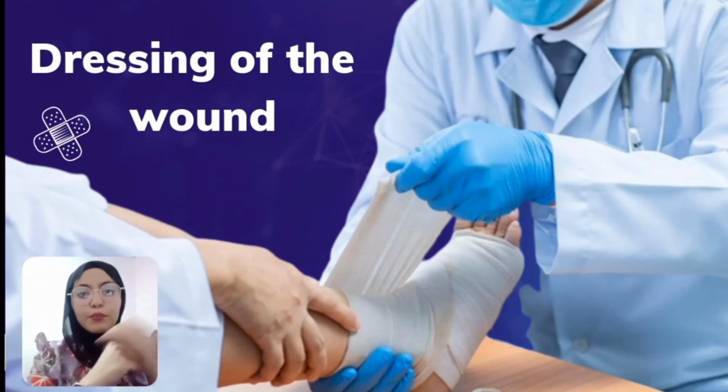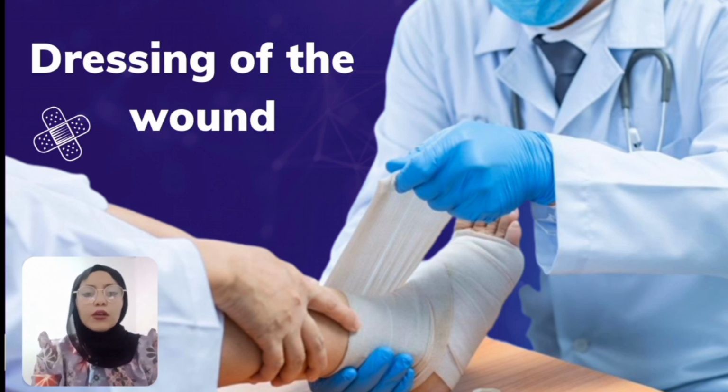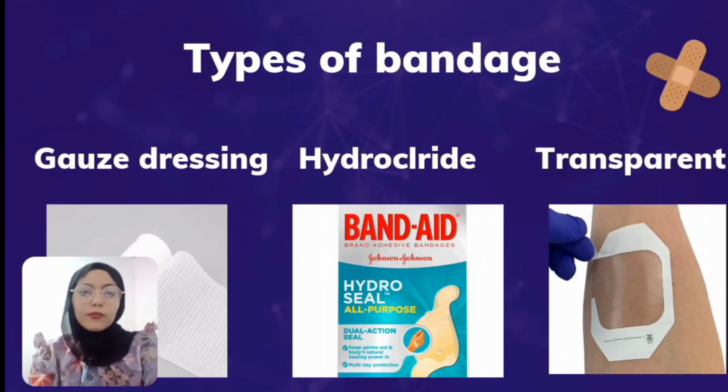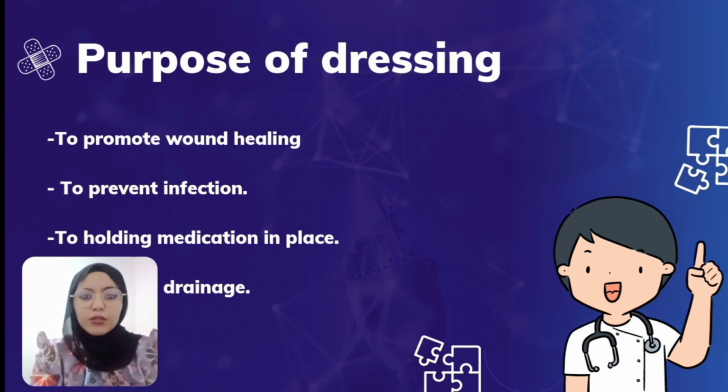Dressing of the wound is very important to keep the wound clean, and it has other purposes too. There are some types of dressing, like hydrocolloid dressing to keep the wound moist, gauze dressing, and transparent dressing to allow assessment of the wound without removing the dressing. The purposes of dressing: to promote wound healing, to prevent infection, to hold medication in place, and to absorb drainage.